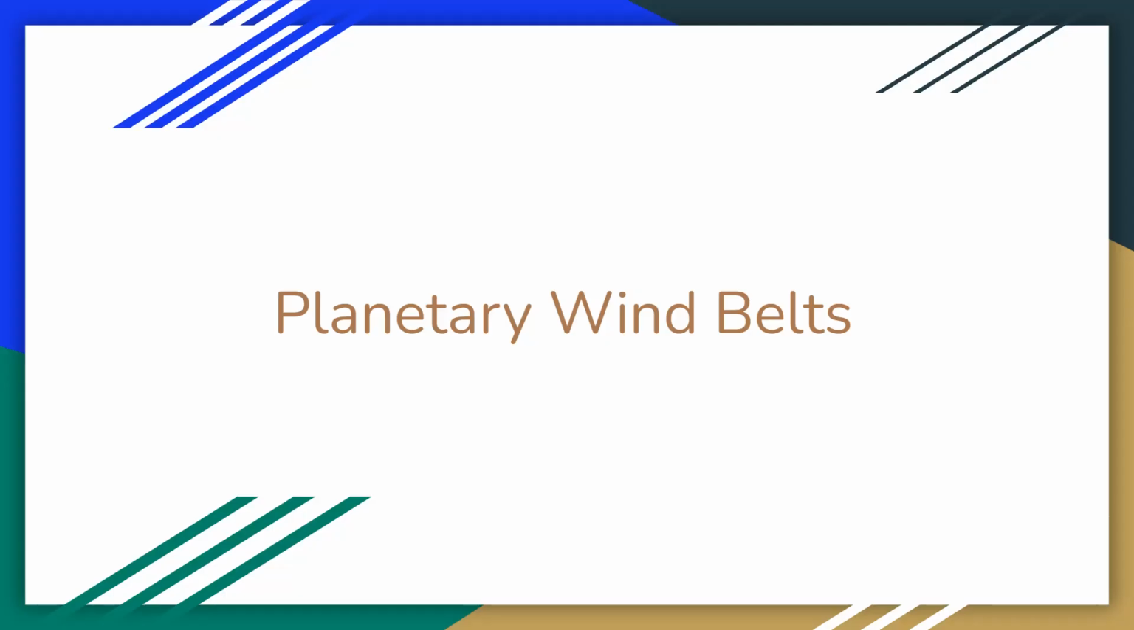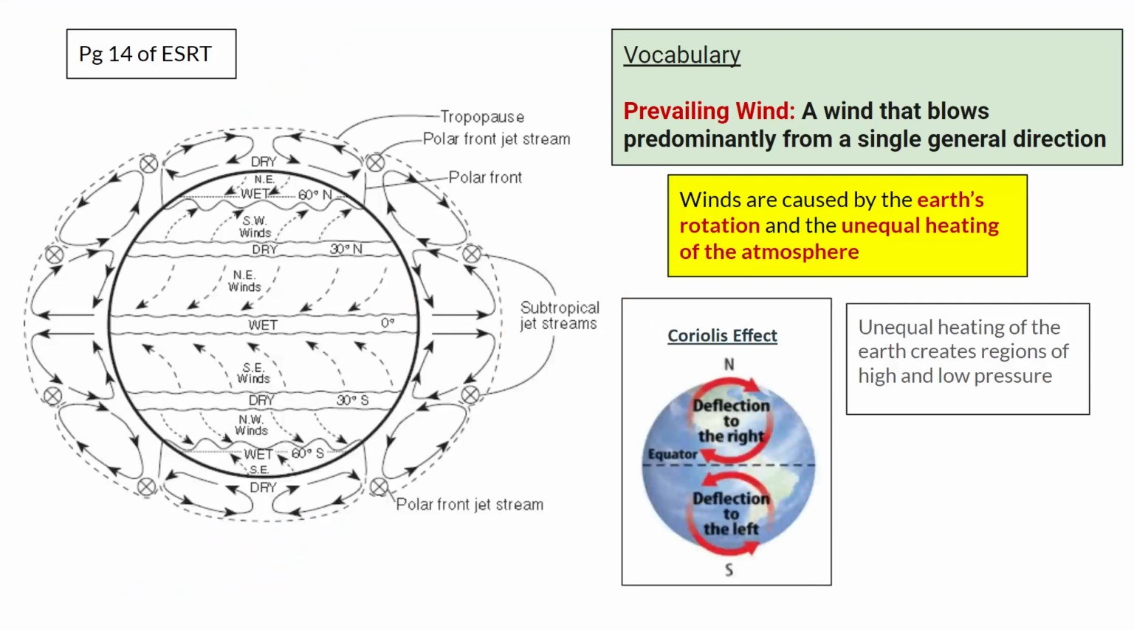Hey guys, today we're going to talk about planetary wind belts. So, if you go on reference table page 14, you should see something like this. Go ahead and open your reference table. And a major vocabulary word you need to know for this topic is prevailing winds.